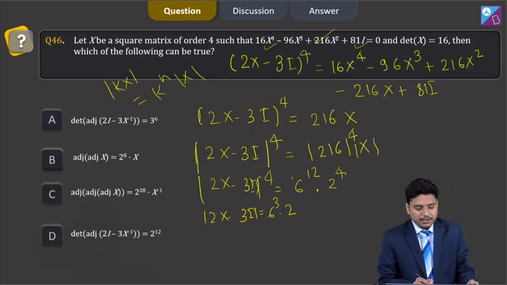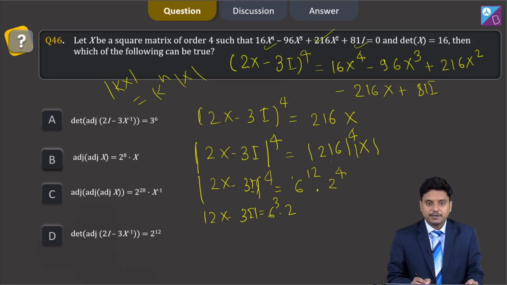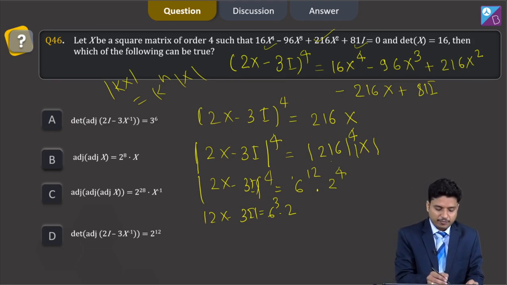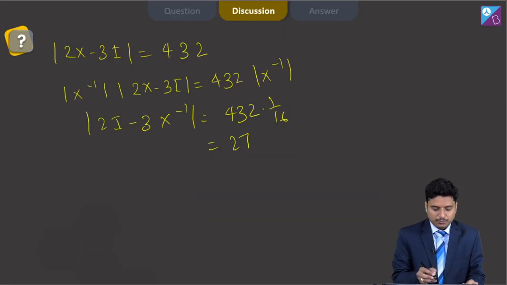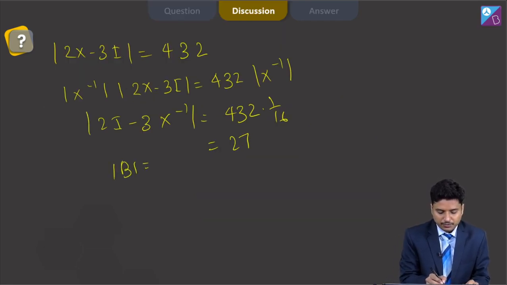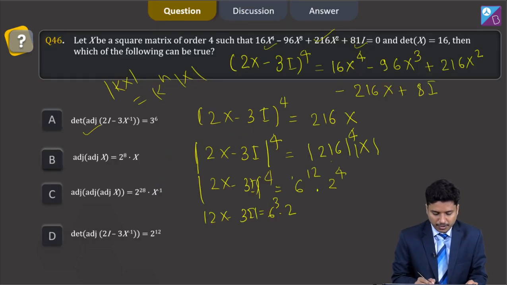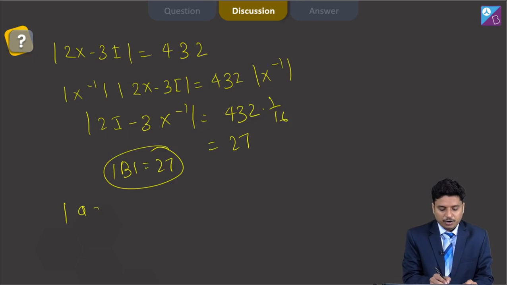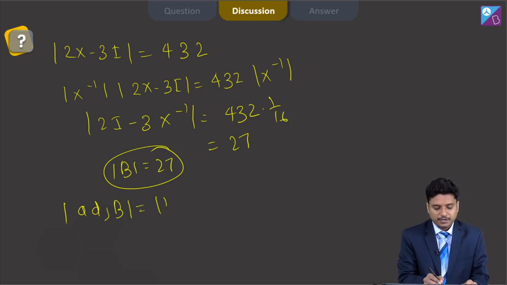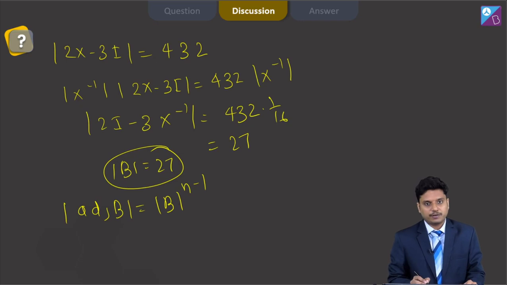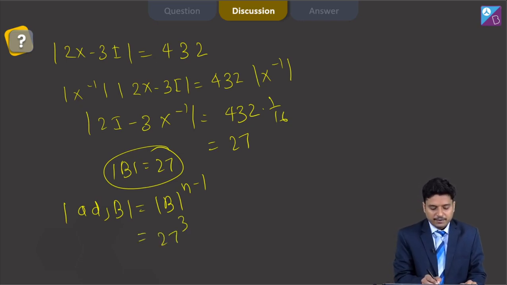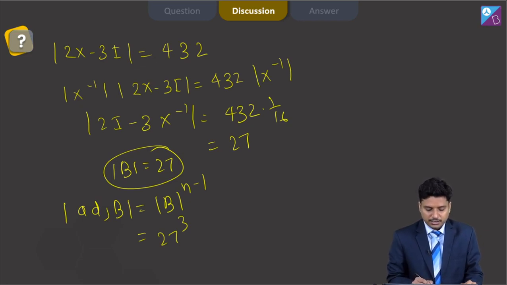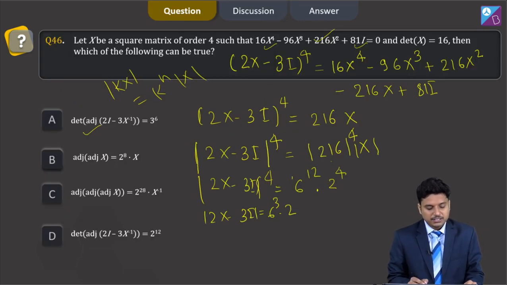Now what do we have to find? We don't have to find the determinant of (2i minus 3x inverse), we have to find the determinant of its adjoint. So suppose this matrix is B, whose determinant was equal to 27. Now what you have to find according to the options is the determinant of adjoint B. So determinant of adjoint B is equal to determinant of B raised to power n minus 1, where n is the order of that matrix. So this will be equal to 27 raised to power 3, which is equal to 3 raised to power 9. And in the first option it is given as 3 raised to power 6, so it will not be correct.